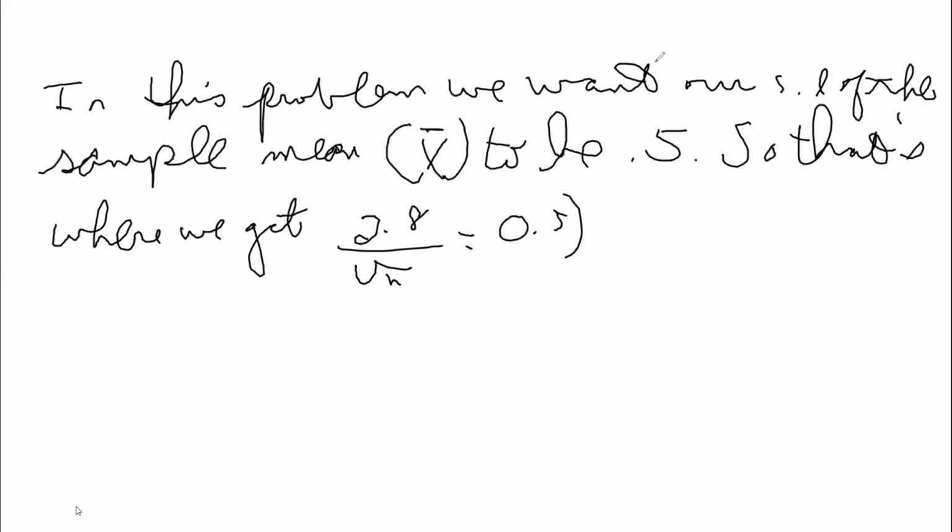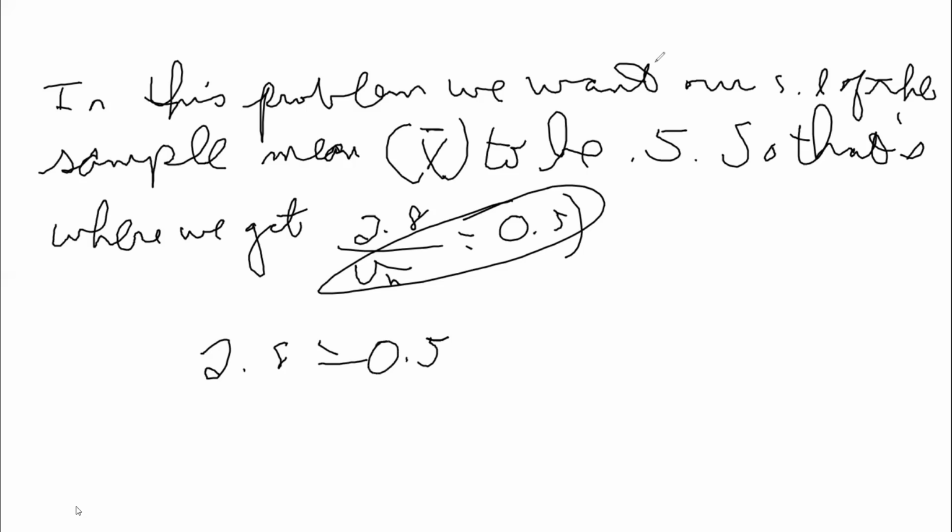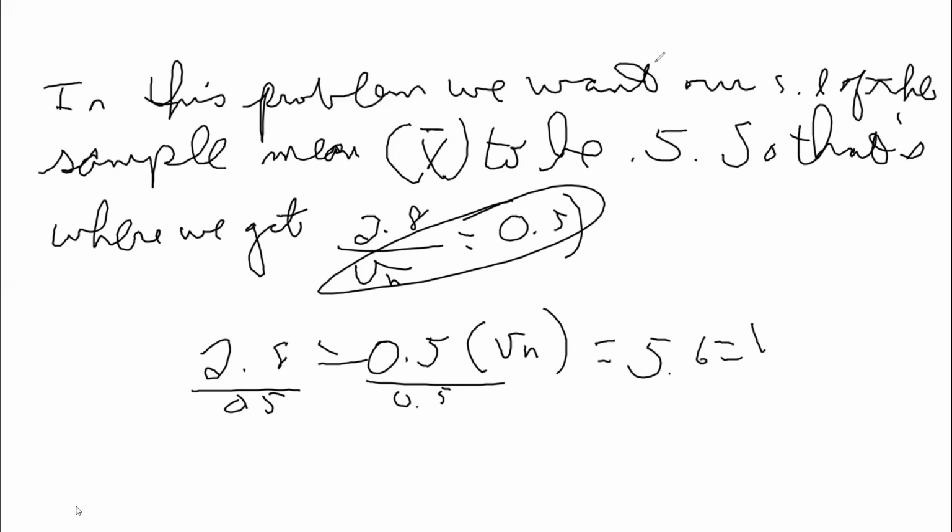So you do some algebra here, okay? And algebra is you cross multiply. So the 2.8 equals 0.5 times the square root of n. You're going to divide both sides by 0.5, just to be consistent. Okay, and you get 5.6 equals the square root of n.